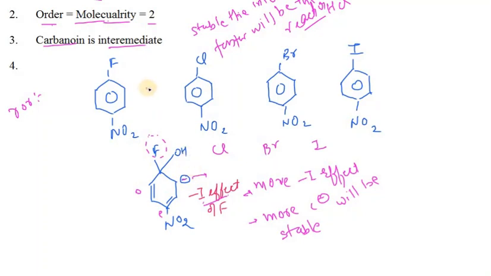So here we know the order of the reaction: the rate of the reaction will be the fastest in the case of fluoride, then chlorine, then bromine, then iodine.